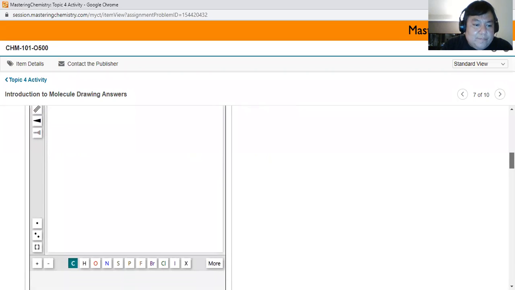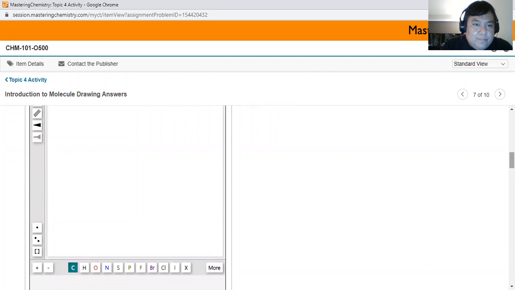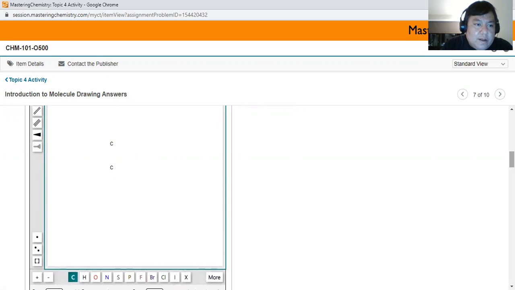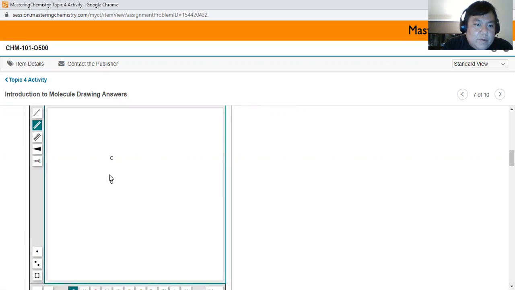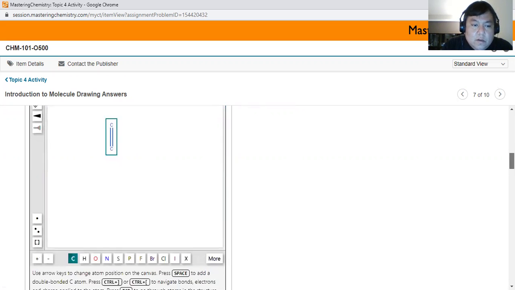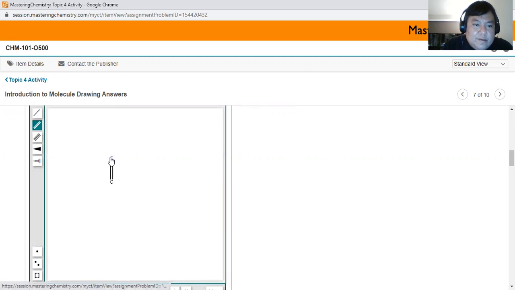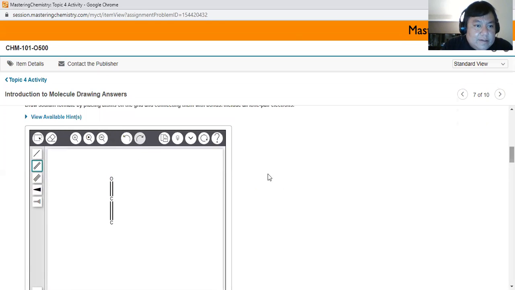Okay, so we're going to come down here, and we are going to click carbon right there. Right now we've got a carbon. Now we're going to draw a bond between them. We have a double bond like that. And now we want to change that top one to an oxygen, and I'm going to undo that because it looks like that got stuck.